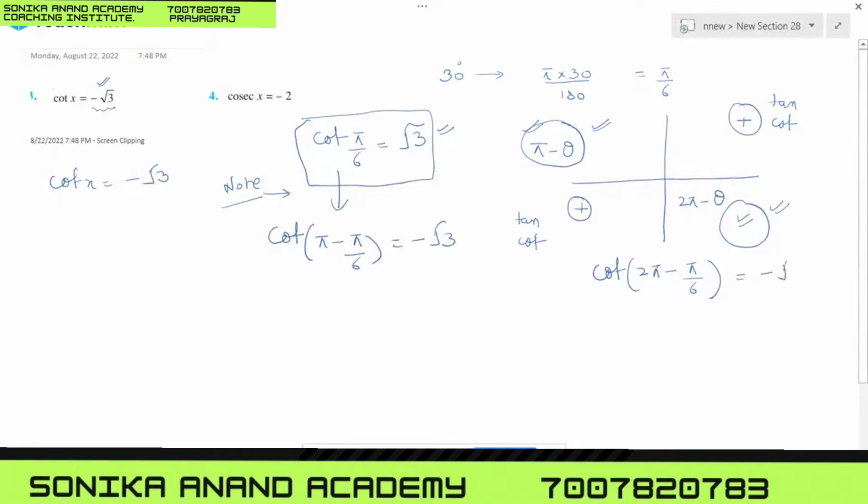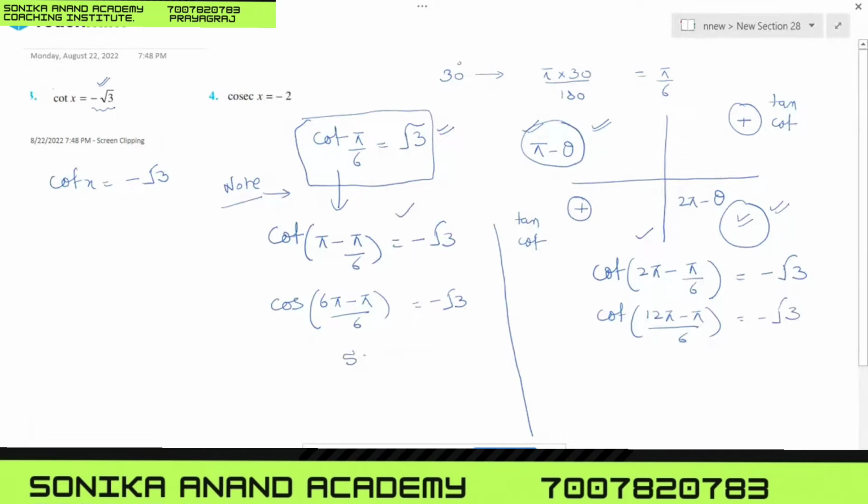Is equal to minus root 3. Clear? So now these are the two principal values. So now we solve that. Cot 6 pi minus pi by 6 is equal to minus root 3. Here we have cot 12 pi minus pi by 6 is equal to minus root 3. So we have 5 pi by 6, and here cot 11 pi by 6 is equal to minus root 3. So we have two principal values, 5 pi by 6 and 11 pi by 6.